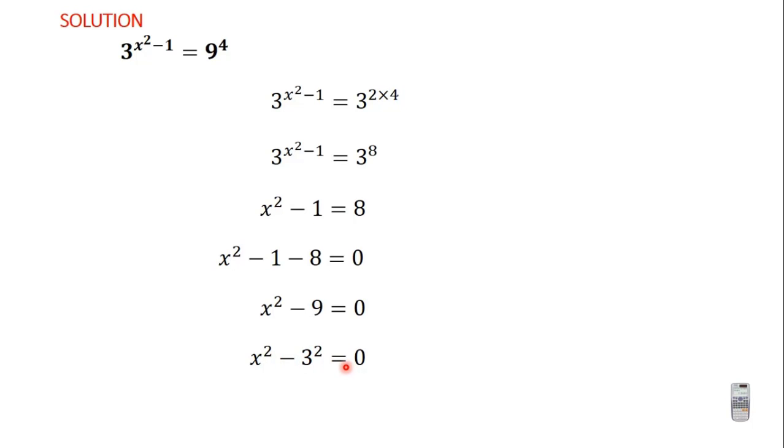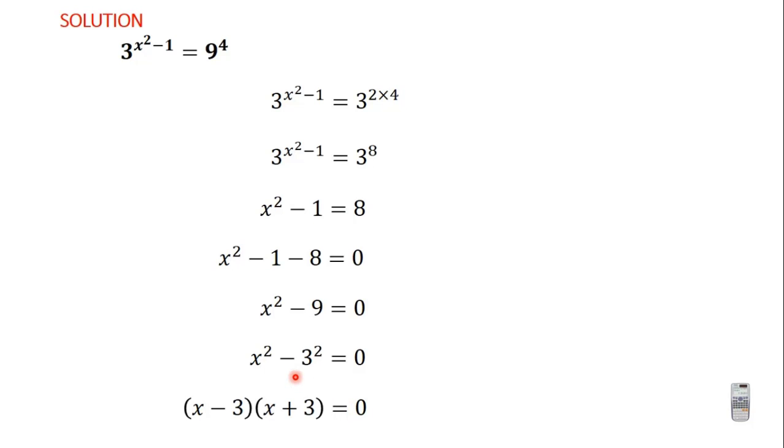In the videos on algebraic expressions, we studied difference of two squares. If you watch that video, you will see that this expression s squared minus 3 squared is an example of a difference of two squares. In that video, we learned how to expand difference of two squares. So we are going to use what we've studied in that video here. To expand this difference of two squares, you have s minus 3 in one bracket, then s plus 3 in the other bracket is equal to 0.